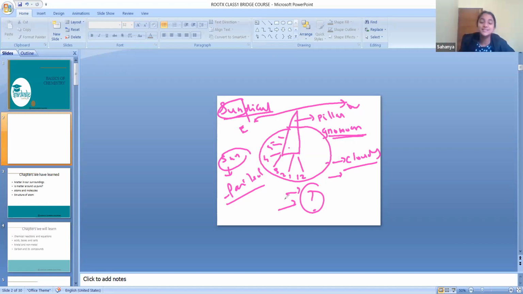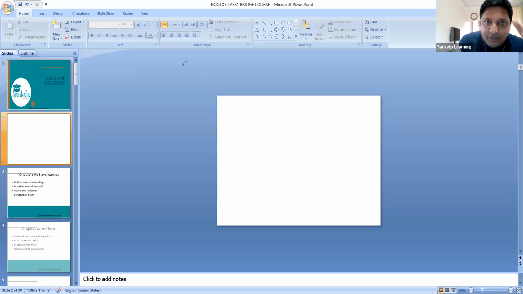Because the sundial wasn't working during the night time, they came across a new device. What is it called? I will tell you. The next device they are using is the water clock.